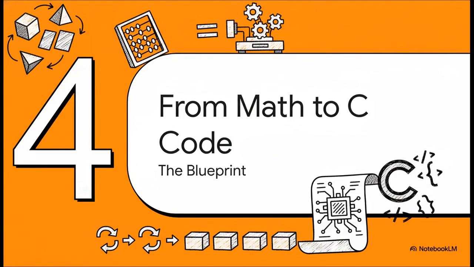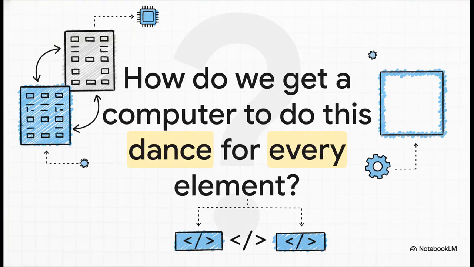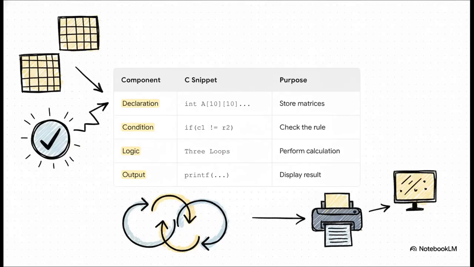Okay, so we get the math, right? We know the rule, we know the dance. But trying to do this by hand for, say, a 1,000 by 1,000 matrix? No way. This kind of repetitive task is exactly what computers were made for. So how do we write the blueprint for this in C? And that's the real question, isn't it? How do you tell a computer to do this dance over and over and over again for every single spot in the final matrix without missing a beat? Well, the answer lies in the loops.